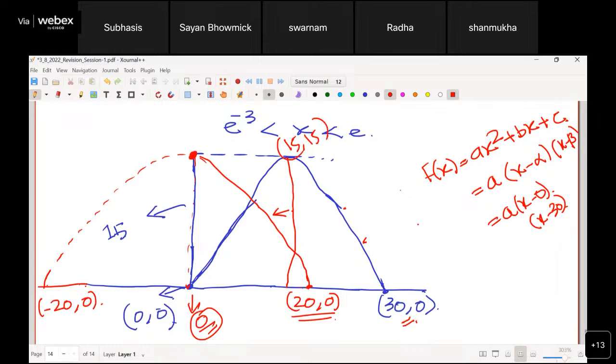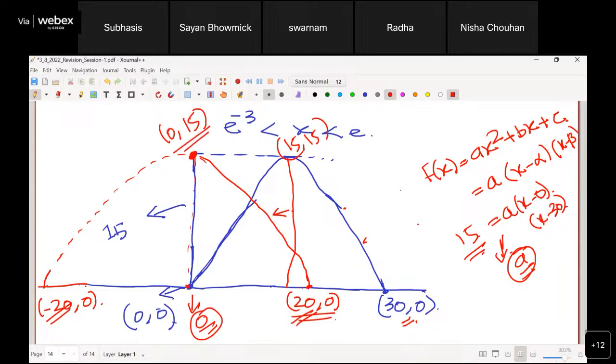So now you apply 15. If you apply 15 on the right, you should get 15 on the left. From there you can get the value of a. The same for the other parabola: you know one root is minus 20 and another root is 20, and you know the point 0 comma 15. This will give you the value of a.